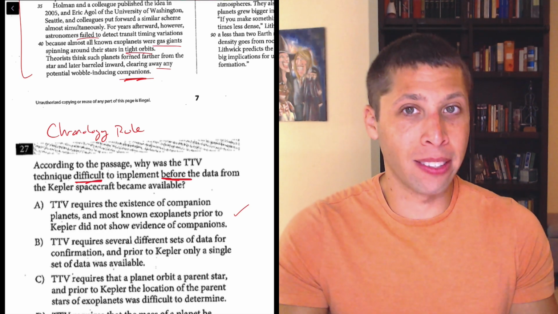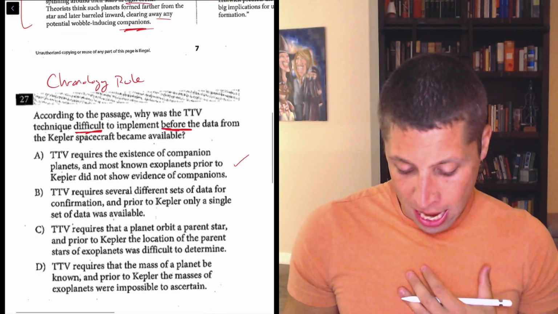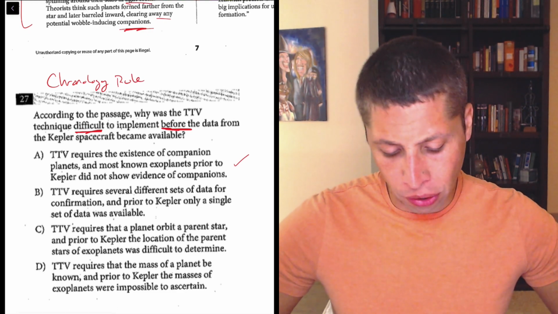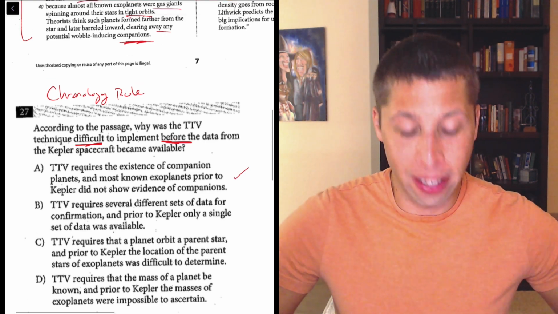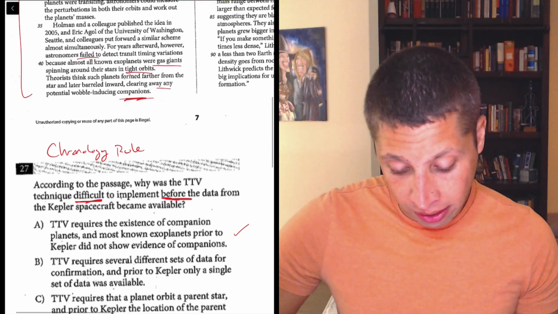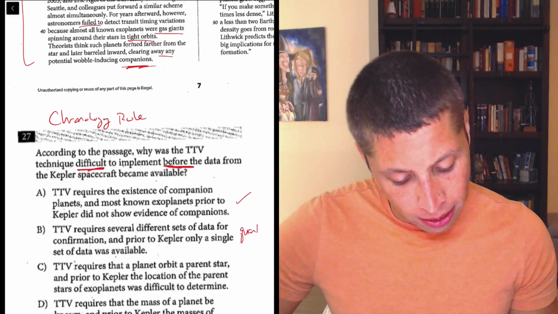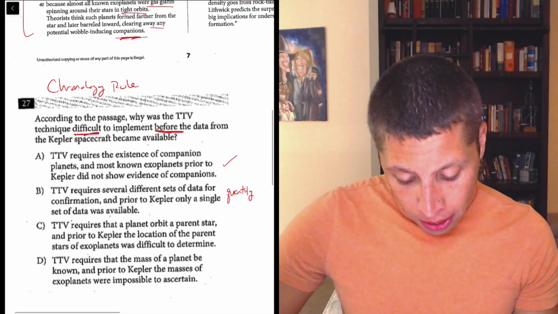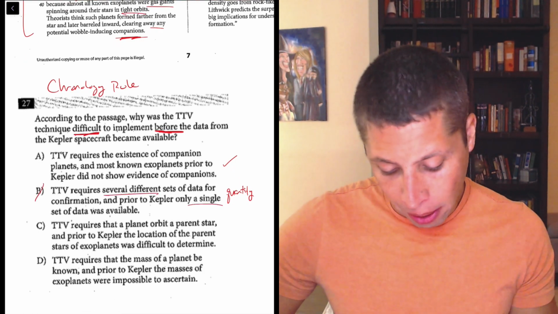They're talking about companions and the lack of companions, and then, so is this choice? I don't know. Let's look at the others. B. TTV requires several different sets of data for confirmation, and prior to Kepler, only a single set of data was available. No, it's not about how much data. It says the data is a problem, not that they didn't have enough data, or at least that's not what I understood here. So this is about number, quantity, and quantity is one of those things that I'm always on the alert for. It's a potential trap here. Yeah, several different sets, a single set. That was just not talked about.